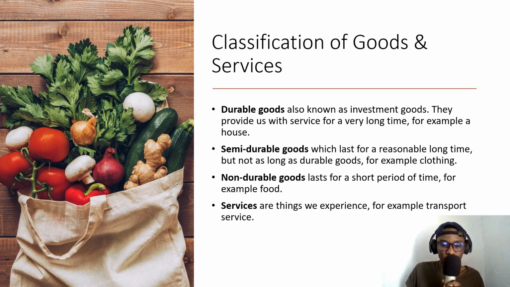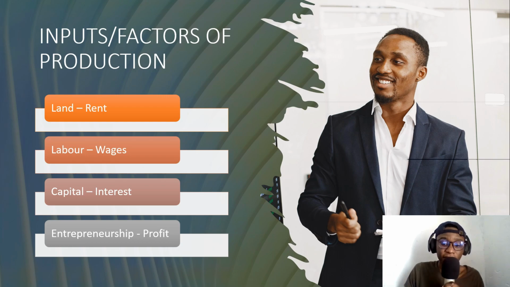So we have the classifications of goods and services. So firstly, we have durable goods, also known as investment goods. They provide us with a service for a very long time, for example, a house. And then we have semi-durable goods, which last for a reasonably long time, but not as long as durable goods. For example, clothing. And then we have non-durable goods. So these goods, they last for a short period of time. For example, food. And then lastly, we have a service. Services are things we experience, not things that we can touch, not things that are tangible. A service is something we just experience. For example, a transport service.